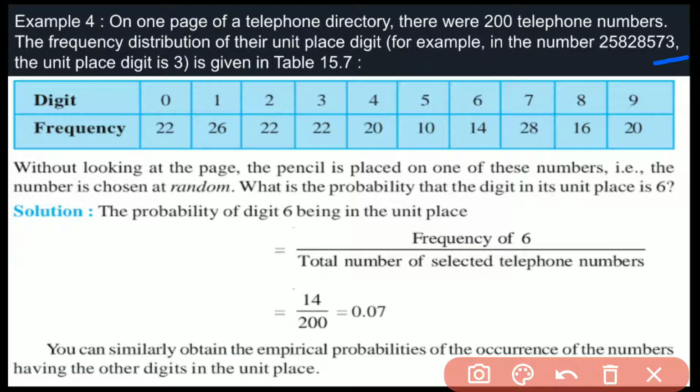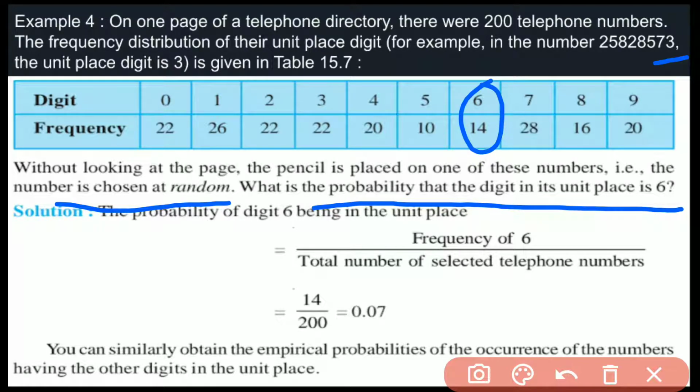Using this pattern, how do we consider the statistical probability? Without looking at the page, a pencil is placed on one of the numbers, that is, a number is chosen randomly. What is the probability for the unit place digit? Suppose the digit 6 is given in the question.